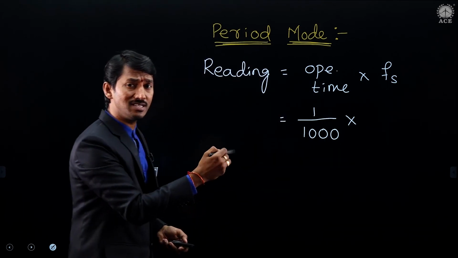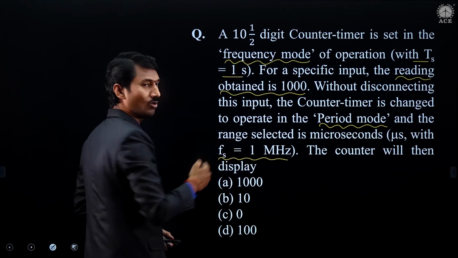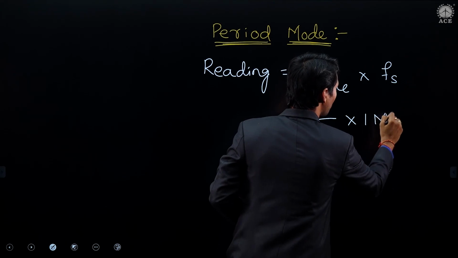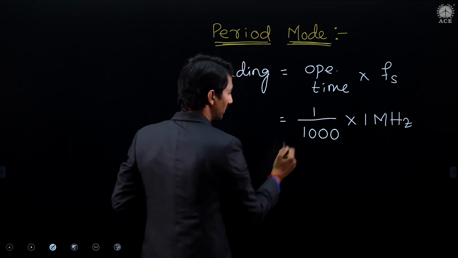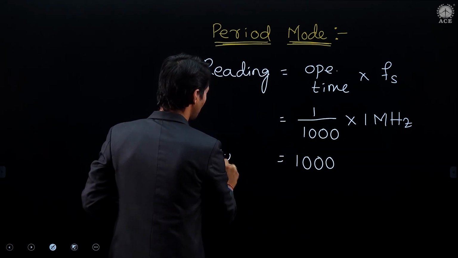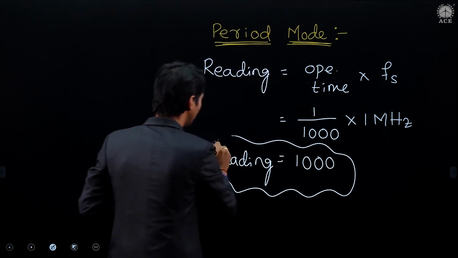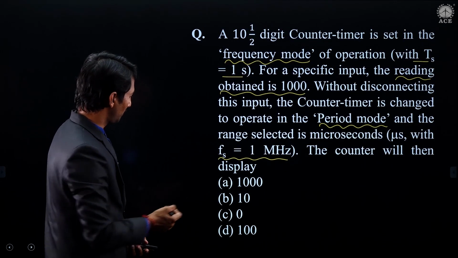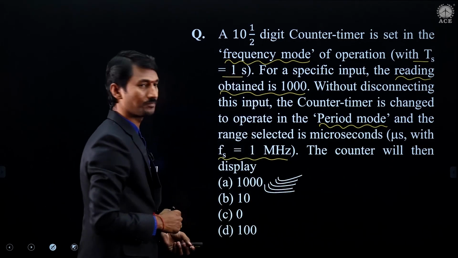What is the frequency in the second mode? He has mentioned clearly fs equal to 1 megahertz. So 1 by 1000 into 1 megahertz, mega and this, gives a value of 1000. This is the reading. So in this period mode with the given data, the displayed value is 1000. Now let us see the options: 1000, 10, 0, 100. So the answer is 1000. Clear?